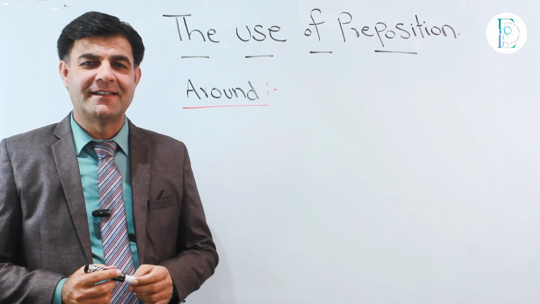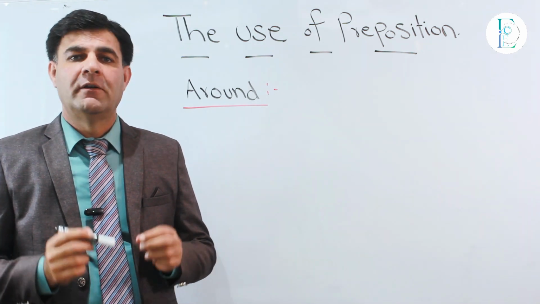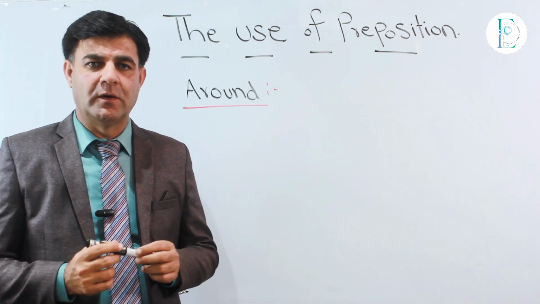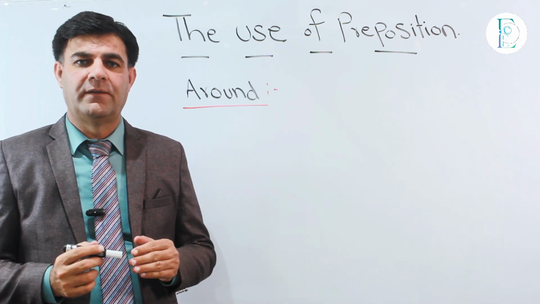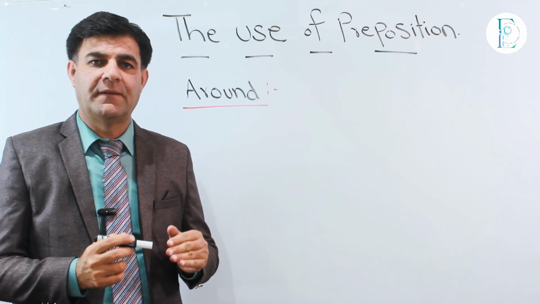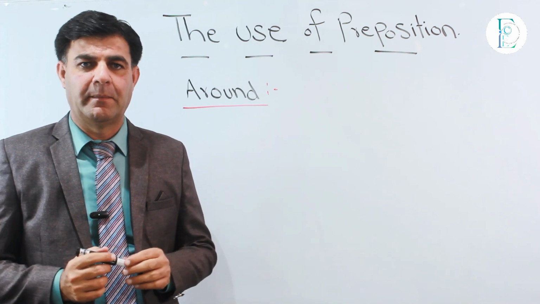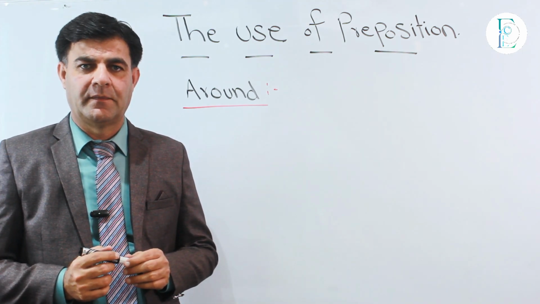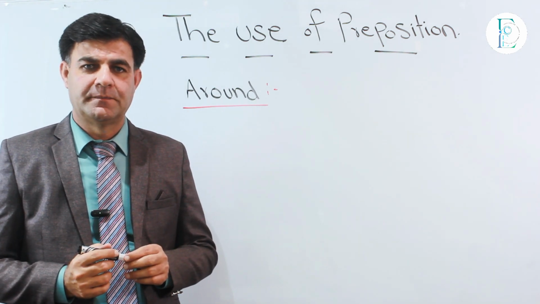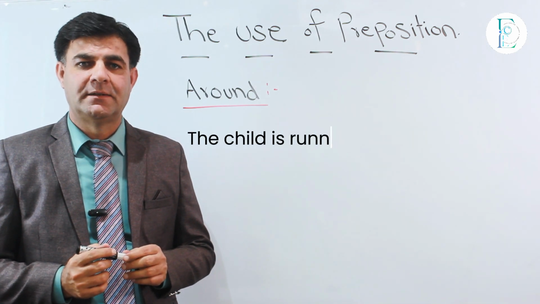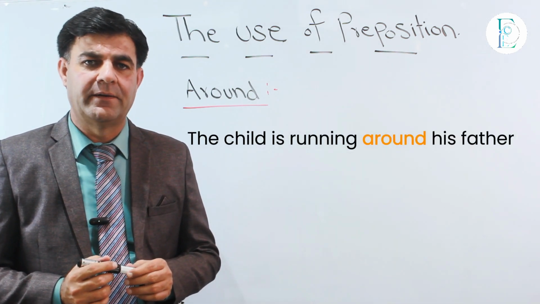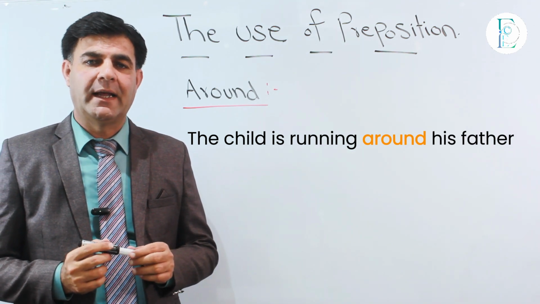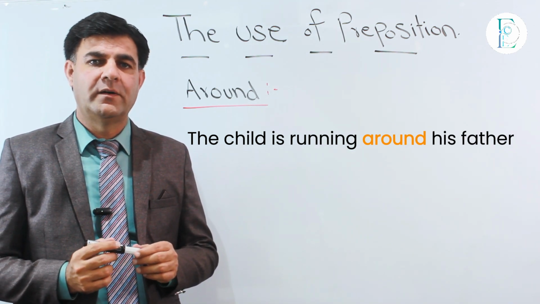The next one is around. We use the preposition around to show the movement of each side of something or somebody. For example, the child is running around his father.